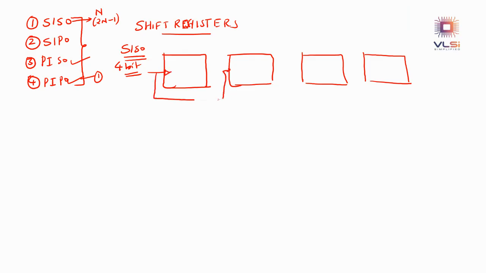The common clock will be given, and it is positive edge triggered. Here you can say D0 goes next to Q0, and it is given to D1, Q1, and D2, next to Q2, then D3 and Q3.